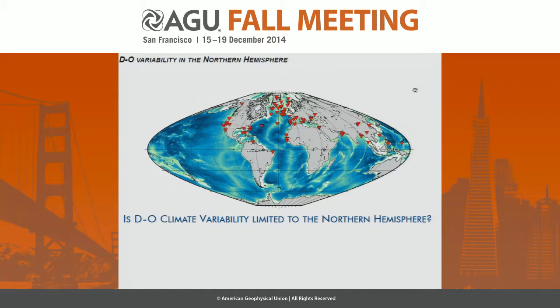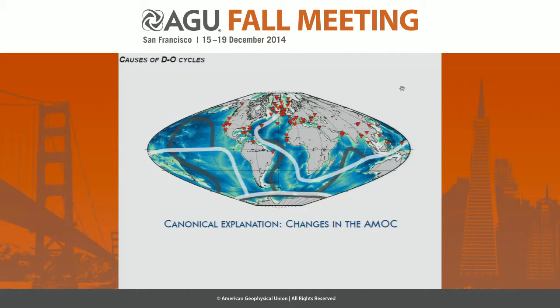And what has also puzzled us a lot in the last decades is that we don't really know what the driving mechanisms of Dansgaard-Oeschger cycles are. So the canonical explanation of Dansgaard-Oeschger cycles, as we already heard, has been associated with the AMOC, in particular with perturbations of the AMOC associated with freshwater release in the North Atlantic, but we still don't know the exact timing, the source, and the magnitude of this forcing.